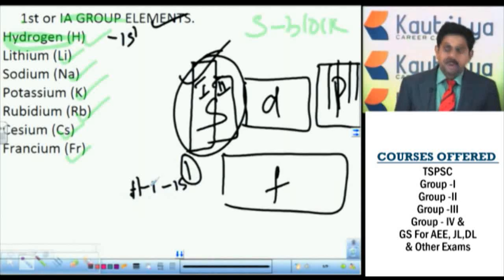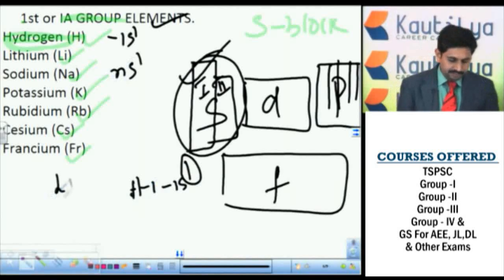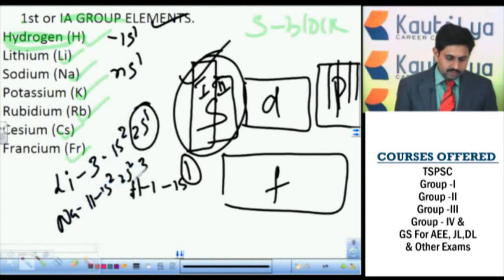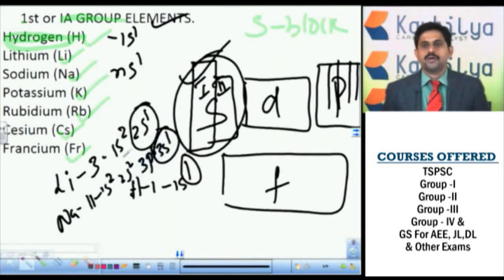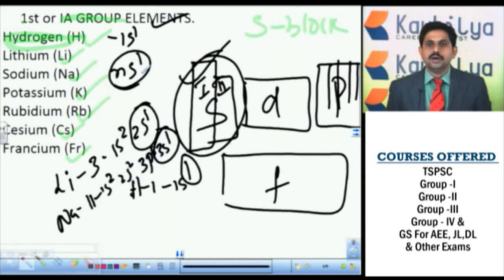The general electronic configuration of these elements is ns1, that is, the outermost orbit consists of one electron. For example, lithium, atomic number 3, is 1s2 2s1, so the outermost has 1. For example, sodium, atomic number 11, is 1s2 2s2 2p6 3s1. So here also 1. So the outermost orbit electronic configuration is 1. So commonly we call the electronic configuration of the first group elements ns1.